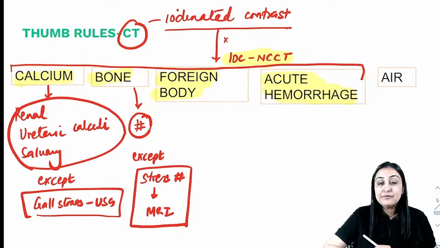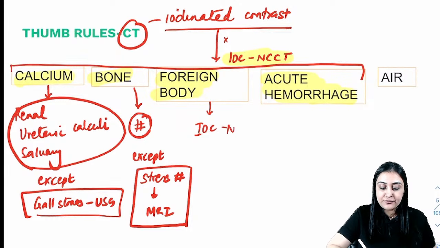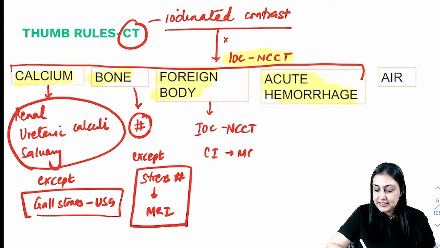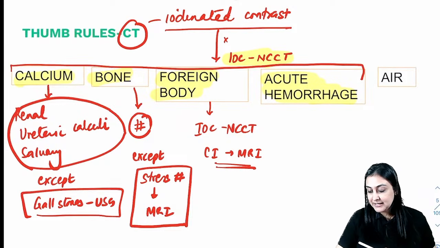All right. Then foreign body. Have we already established investigation of choice for a foreign body? Non-contrast CT. What is contraindicated? It's going to be MRI.